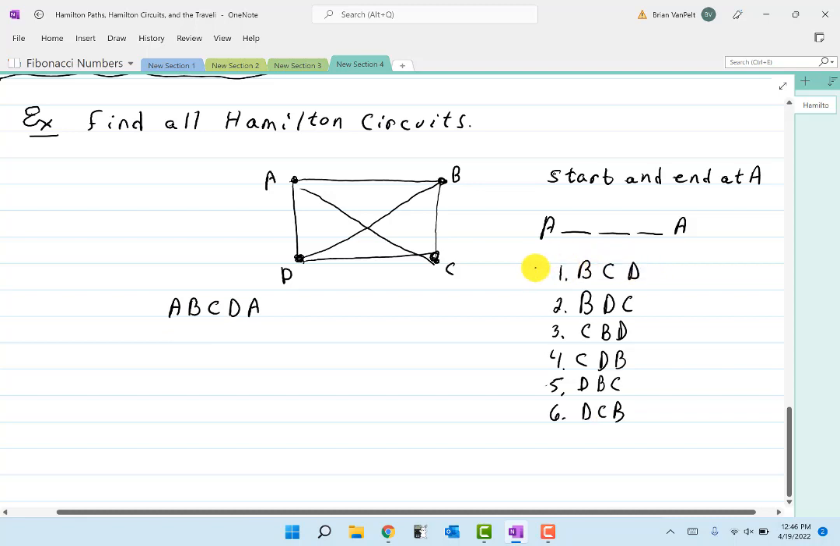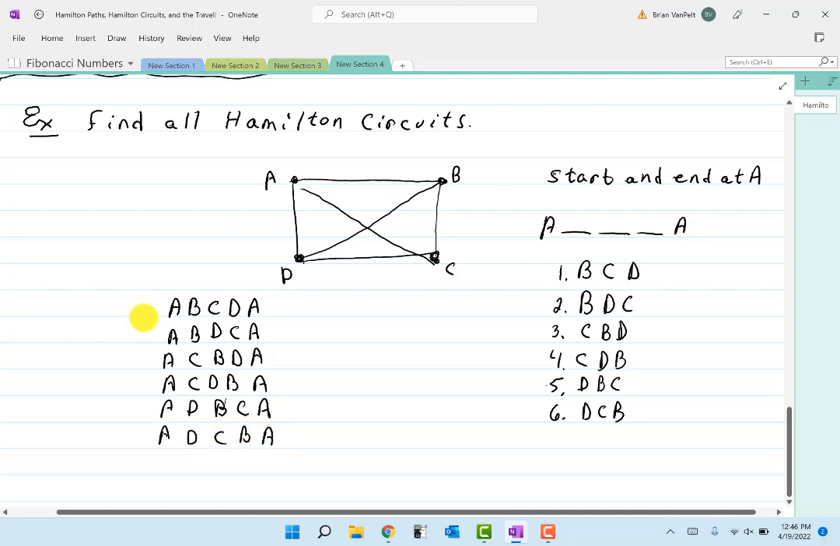I already had the first one before, but now I have A, B, D, C, A; A, C, B, D, A; A, C, D, B, A; A, D, B, C, A; and then A, D, C, B, A. So there's 1, 2, 3, 4, 5, 6. And that matches the other ones. Let me just make sure that they do match.